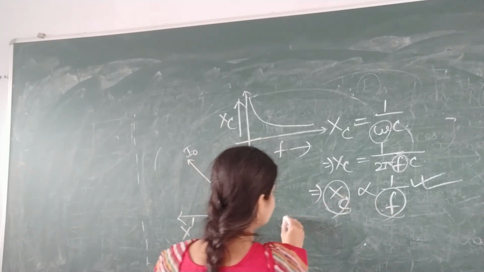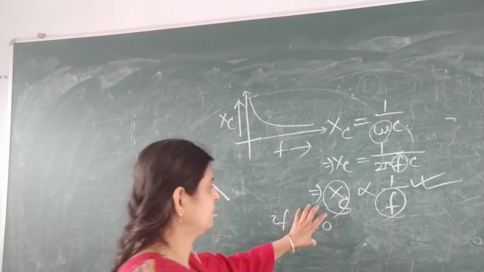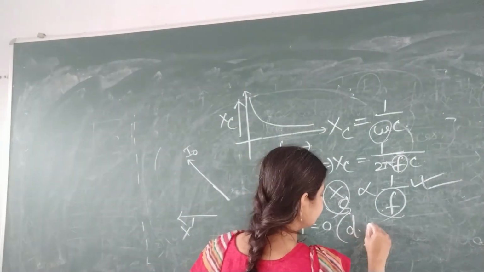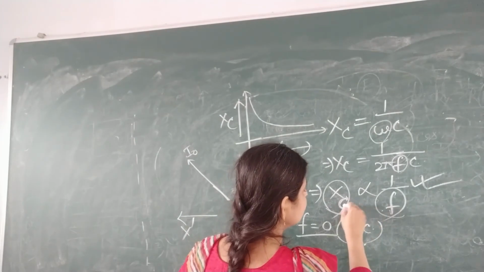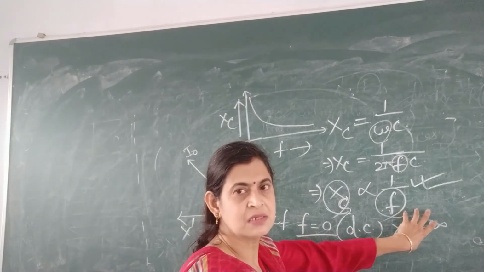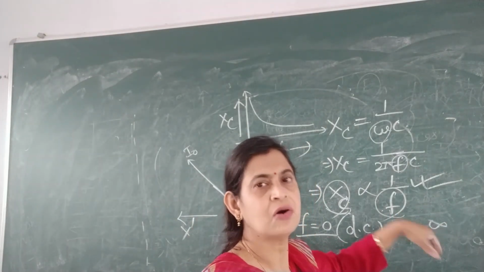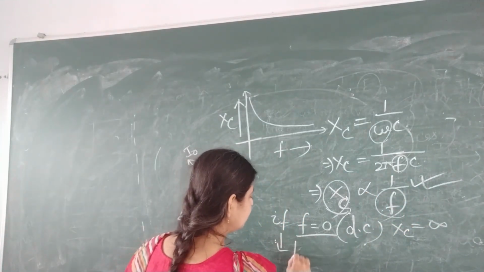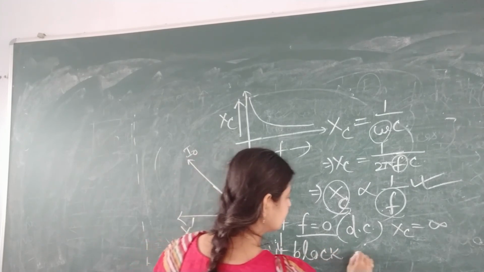That means when the frequency is equal to 0, for a DC, direct current, the frequency is equal to 0. Then XC is equal to how much? XC is equal to infinity. Means the resistance offered by the capacitive circuit will be infinity. Or in other words, we can say the capacitor will block DC.